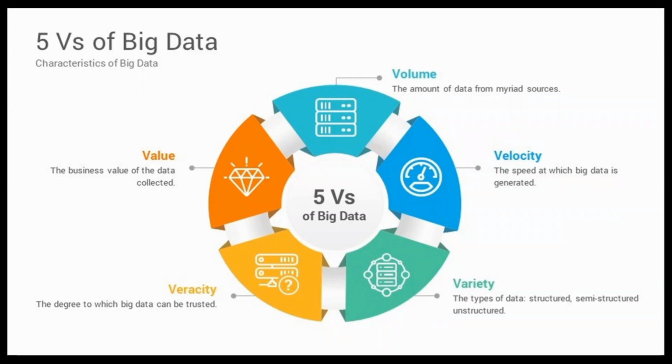Based on all these characteristics, finally comes the value. All 4 V's equal value: the business value of the data collected. How much this data is valued, in terms of performance or business insights, is what they take from these characteristics. That's called the 5 V's of big data.